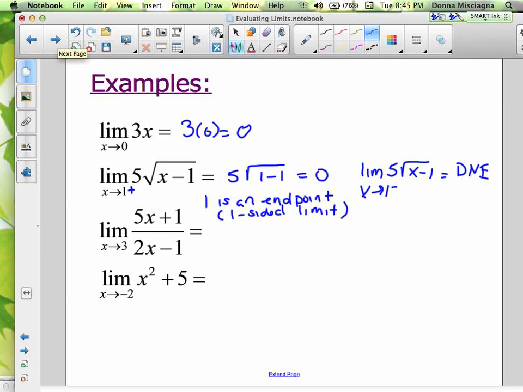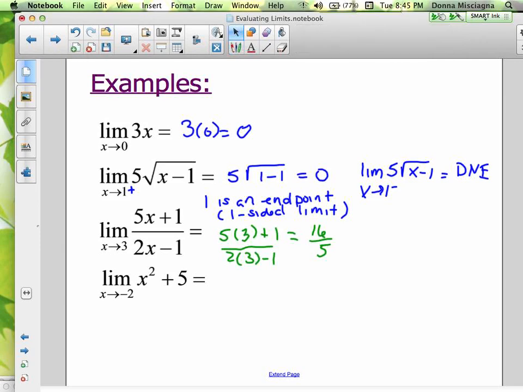We have the limit of 5x plus 1 divided by 2x minus 1 as x approaches 3. No problem with the denominator being equal to 0, so we'll just plug in. This is going to be 5 times 3 plus 1 divided by 2 times 3 minus 1. And by the way, you'll write the limit statement unless you literally have it written right there. So this would be 15 plus 1, that's going to be 16. 6 minus 1 is going to be 5. And so that's it, 16/5.